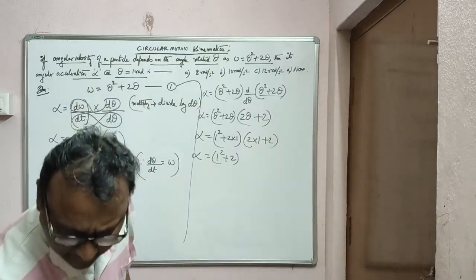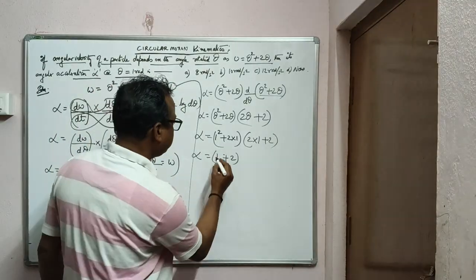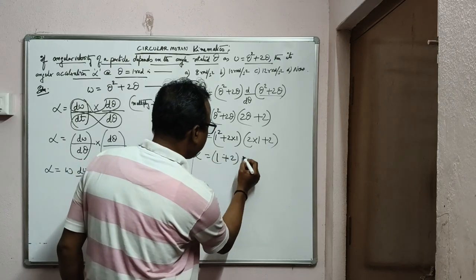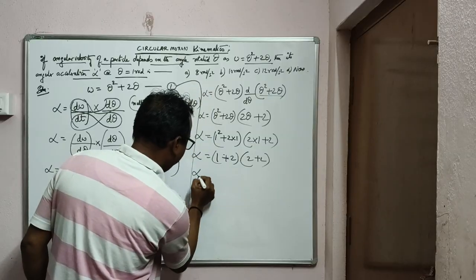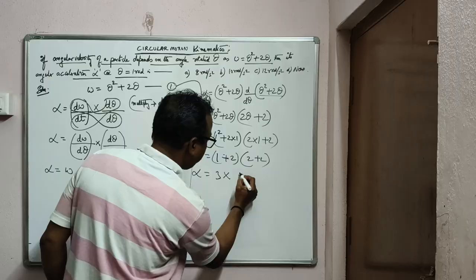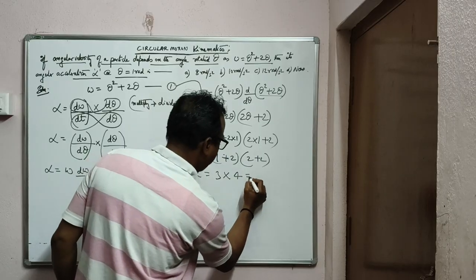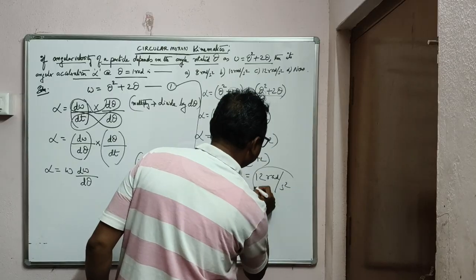Therefore alpha is equal to 1 square plus 2 into 1, that is 2 plus 1, and 3 into 2 plus 2, that is 4. So how much? 4 3s are 12. So 12 radian per second square.